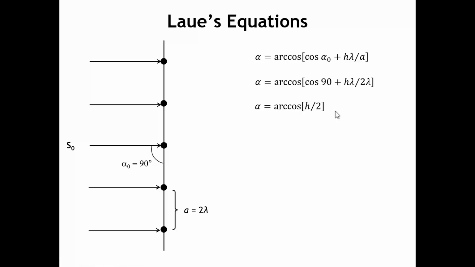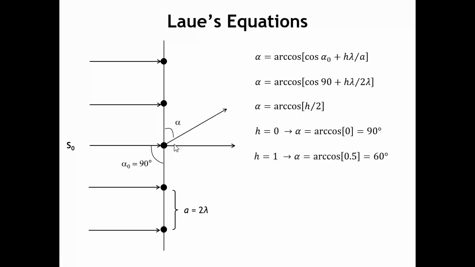Are there an infinite number? Are there a finite number? Well, if h equals 0, then the angle would be 90 degrees. And that's, in a way, just the trivial result. That is, diffracted radiation is continuing on exactly the same path as the incoming radiation. All right? That makes a 90-degree angle with our crystal.